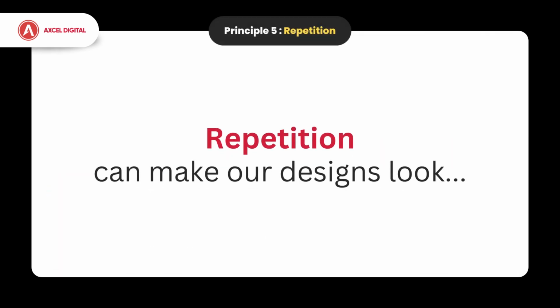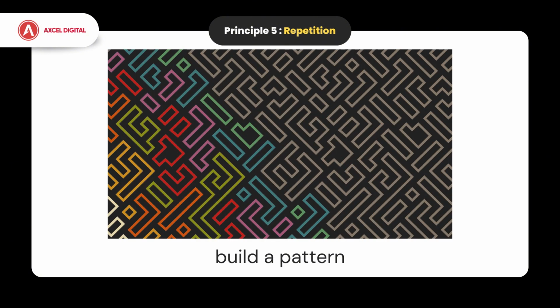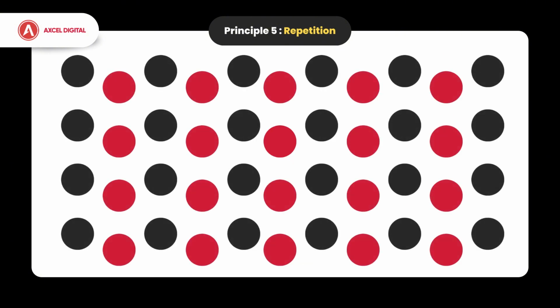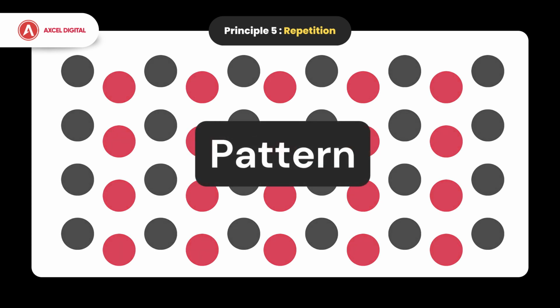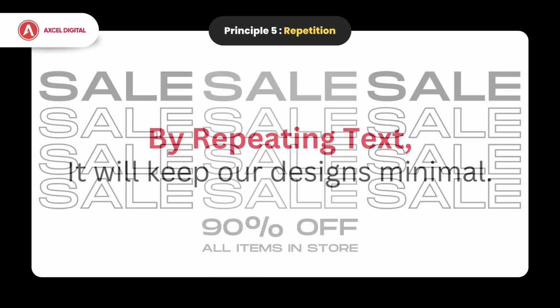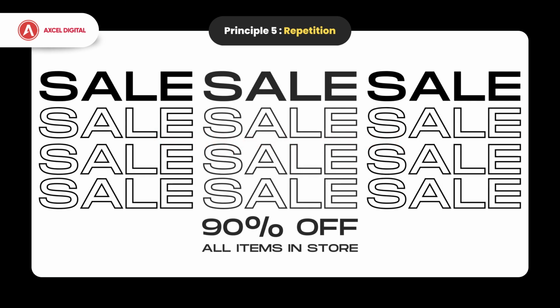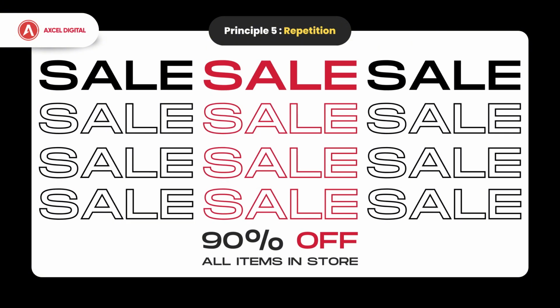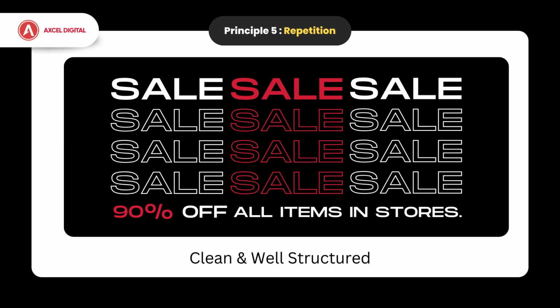Repetition can make our design look consistent, build a pattern, or emphasize our message. If we take an object and cover the page, we've made a pattern which can add texture or provide a background to your design. By repeating text, it will keep our design minimal. This means we can focus on the message using subtler elements such as color and space to give the words their meaning. Using elements in a repeated order gives our design a clean and well-structured look.